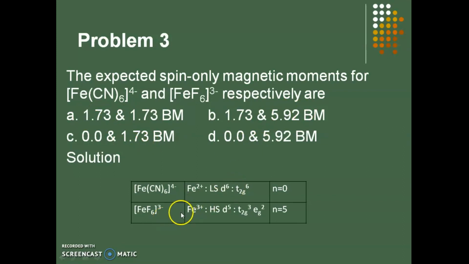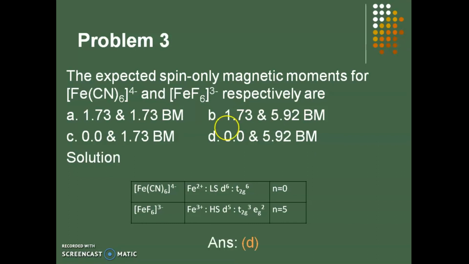The next one is iron in 3 plus oxidation state and it is a high spin complex. So it is t2g3 eg2, and the number of unpaired electrons is 5. That means 5.92 will be the spin only magnetic moment for the Fe3+ configuration. So the answer is going to be D.